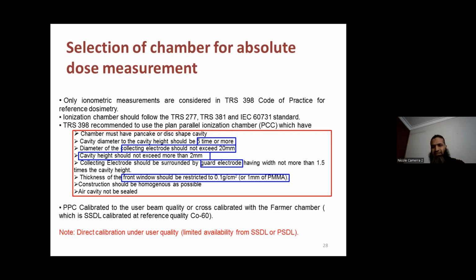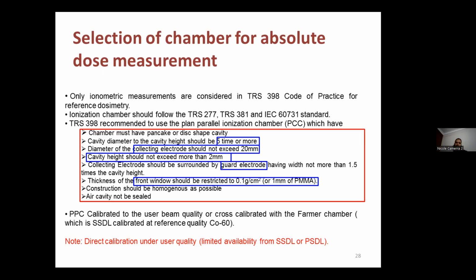What do you mean by guard ring? This is a question examiners normally ask you in interviews: what is a guard ring for electron chambers? It is very beautifully explained in TRS 381, I think. It's just one paragraph, but really very good information, and a detailed description is given in TRS 398. What it actually does is control the electron fluence. So if you read through it and have any questions, send them to me and I will explain. There is also a beautiful presentation on YouTube, so you can have a look if you want.